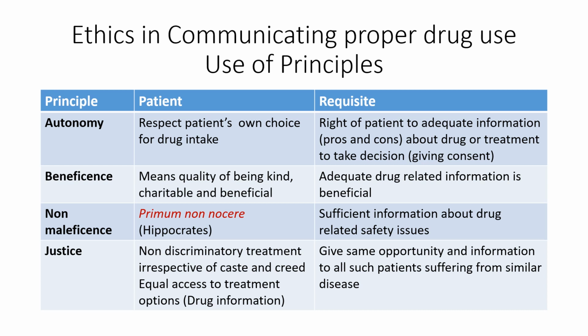Autonomy is the right of the patient to adequate information about a drug or treatment to take a decision. Therefore, whether the patient should take a drug is the patient's own decision. But this decision will be taken when adequate drug information is available. Beneficence means our motto is to provide succour, and therefore adequate drug-related information is to be given for the patient's benefit, because the patient must know the risk-benefit ratios.